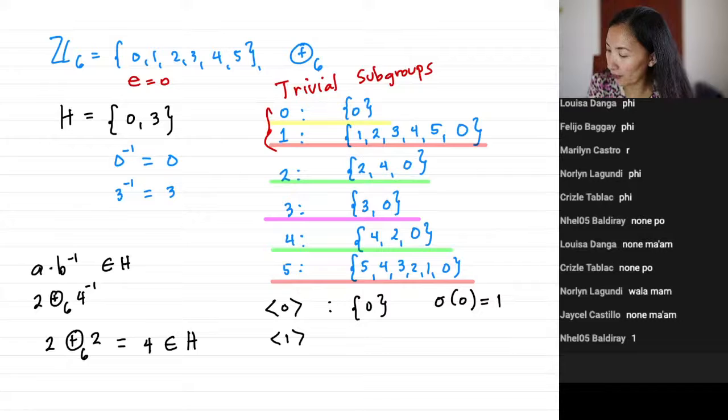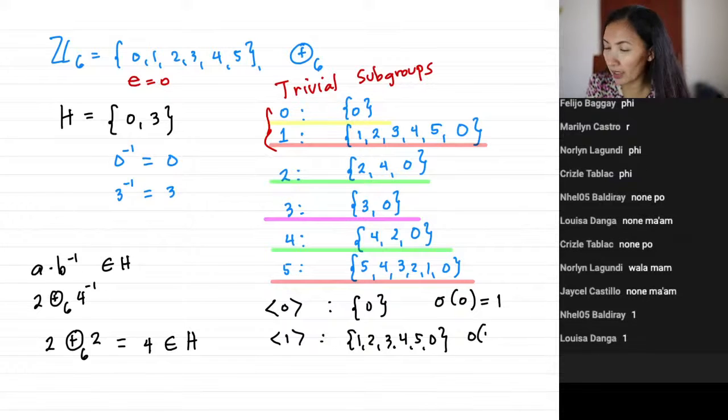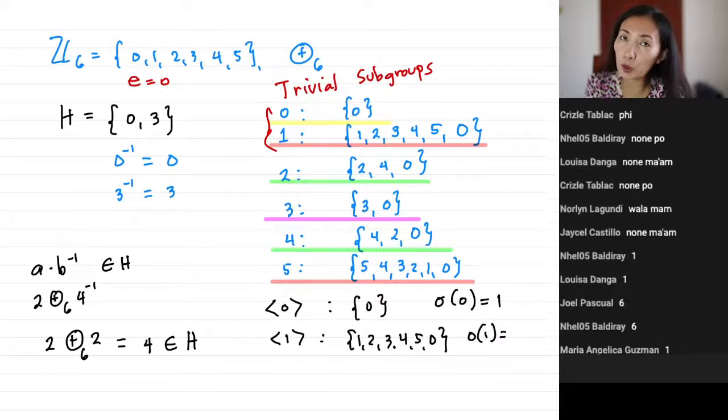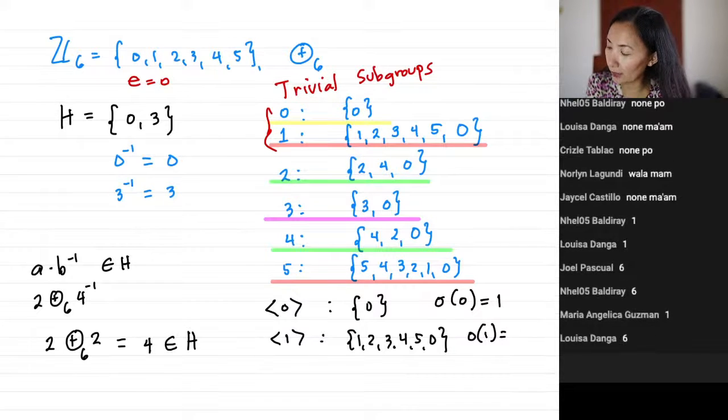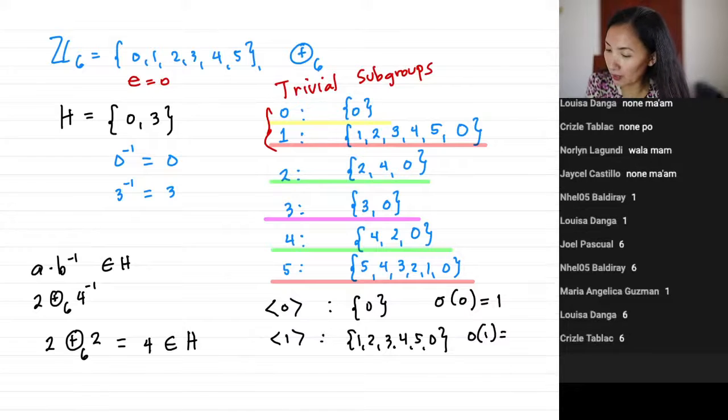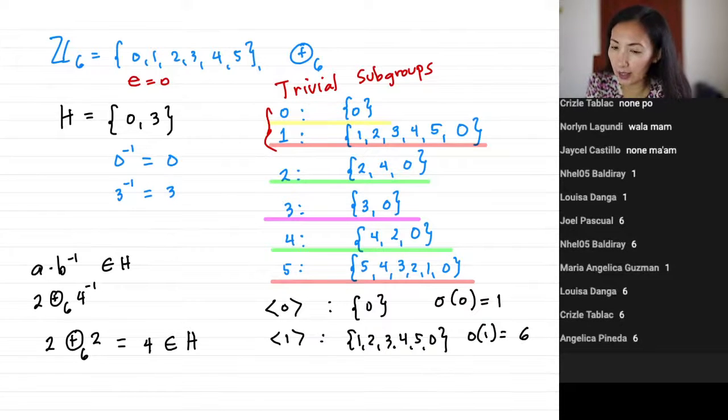Next, order of 1, okay, 1 generates the following. Okay, 1, 2, 3, 4, 5, and identity element 0. So if I say order of 1, what is it equal to? Order of 1, number of elements in that subgroup generated by that element by 1, then the order must be, okay, you're right, 6. So that's how simple it is.